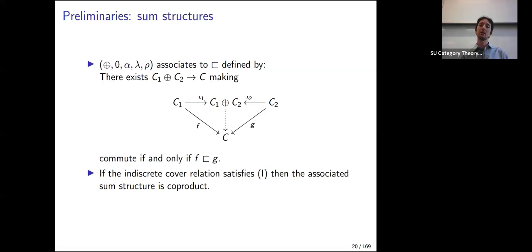Okay, and if the indiscrete cover relation, where everything with common codomain is related, satisfies condition I, then the associated sum structure is a coproduct on this one-to-one correspondence. So we can see that sum structures are a sort of generalization of coproduct, where we don't necessarily require existence in the universal property, but we do require uniqueness.